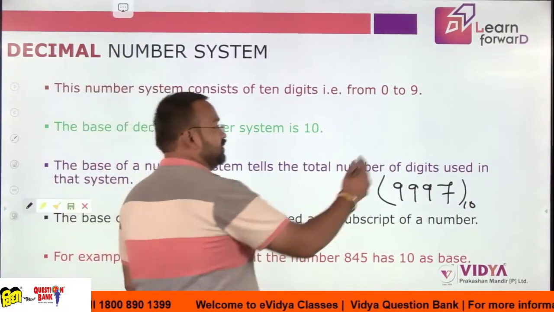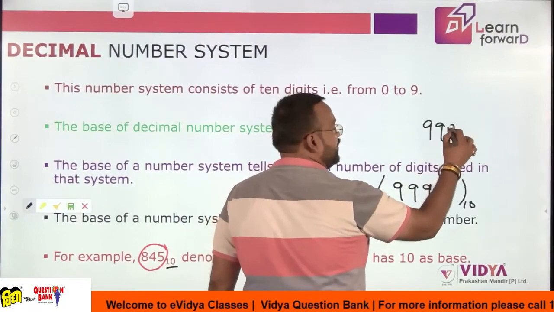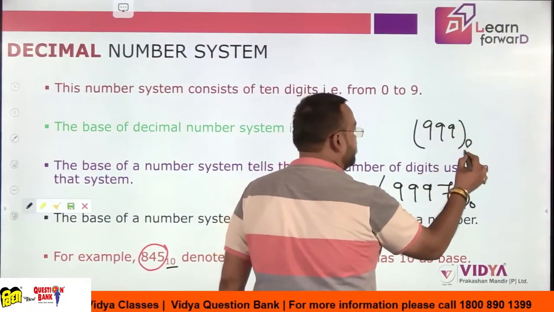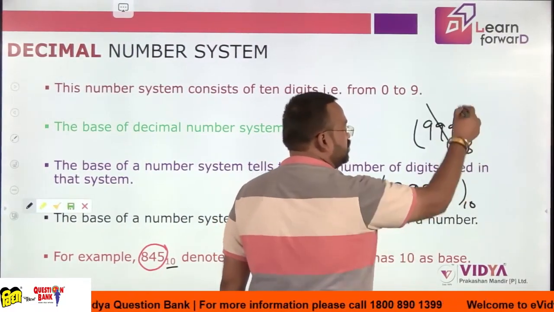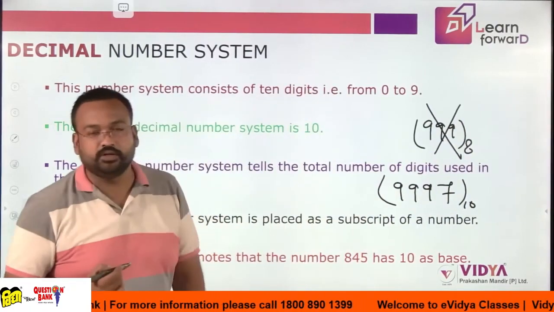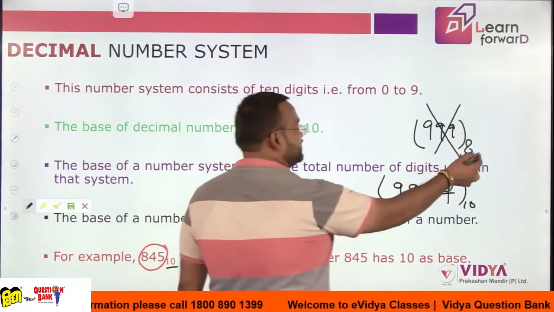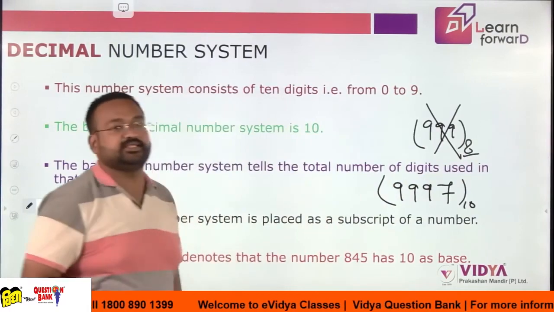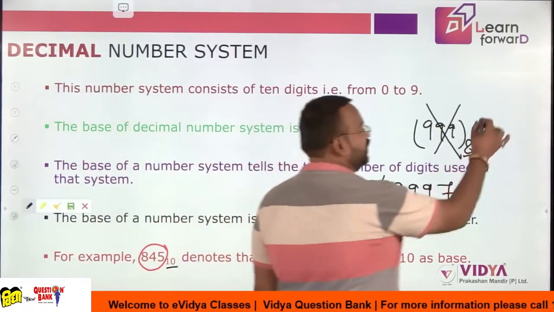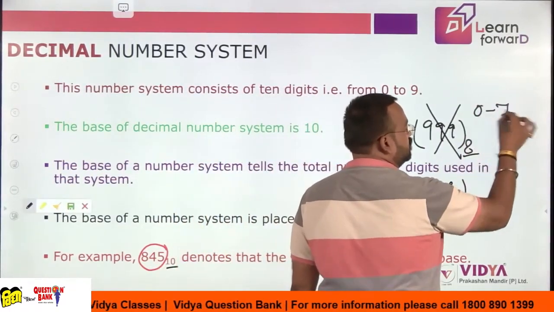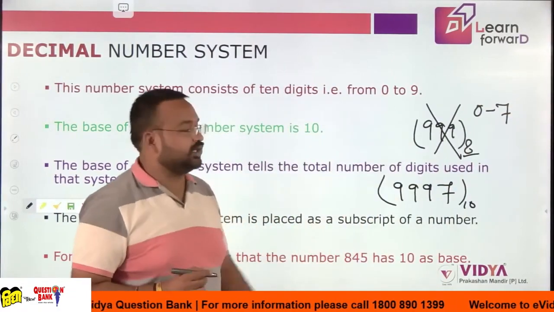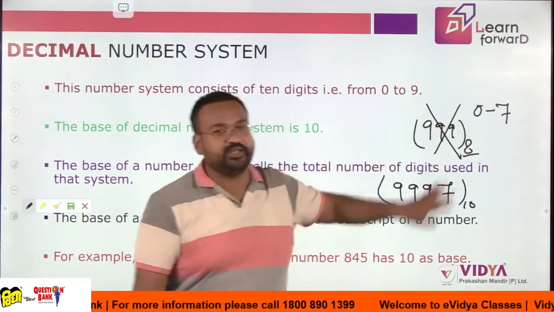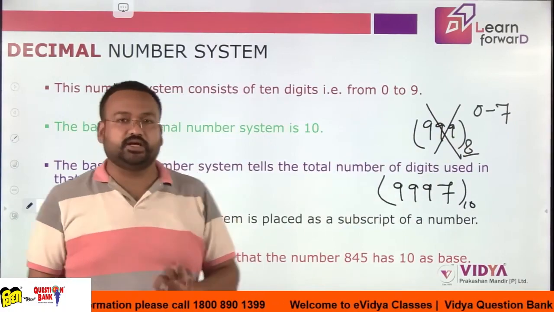But if you write 999 with its base 8, this would be a wrong representation, because this base tells that only 8 digits are allowed. So the digits would be from 0 to 7. If a digit is higher than this, that means that representation is incorrect.